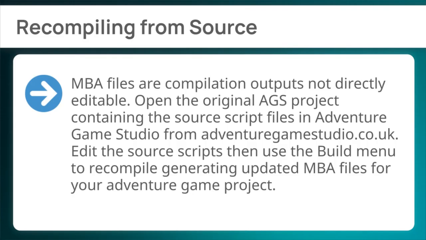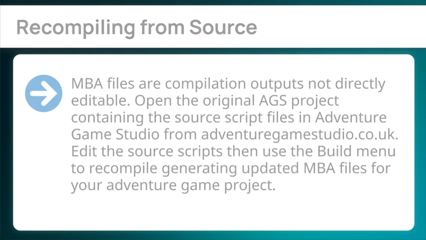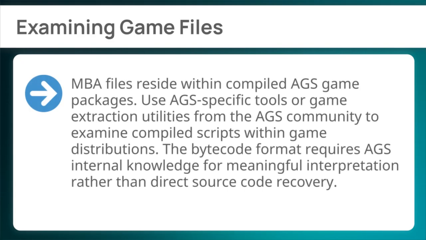Open the original AGS project containing the source script files in Adventure Game Studio from adventuregamestudio.co.uk. Edit the source scripts, then use the build menu to recompile, generating updated MBA files for your adventure game project. Next, examining game files. MBA files reside within compiled AGS game packages. Use AGS-specific tools or game extraction utilities from the AGS community to examine compiled scripts within game distributions. The bytecode format requires AGS internal knowledge for meaningful interpretation, rather than direct source code recovery.